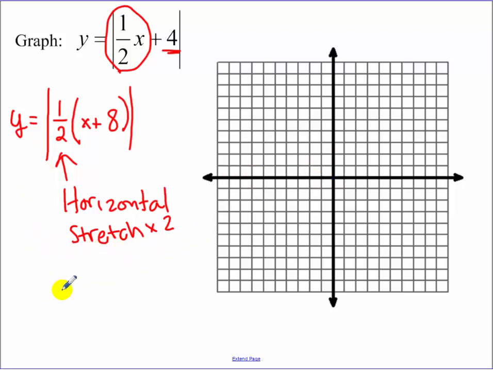So my vertex is (-8, 0), so I go to (-8, 0). And it's a horizontal stretch, so instead of going up 1 over 1, this point that would be up 1 over 1 from our normal gets stretched over to 2. So really it's the slope of up 1 over 2. And so that's what our graph looks like. The key thing, again, remember, is factoring out that 1/2.